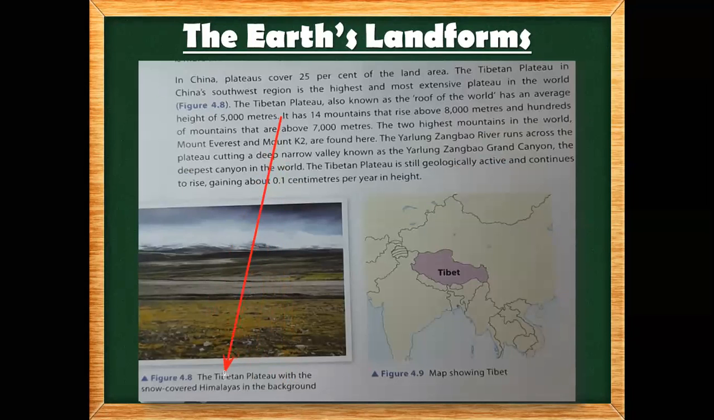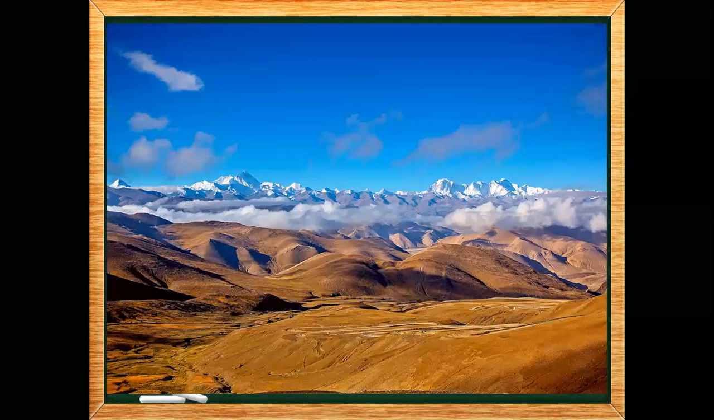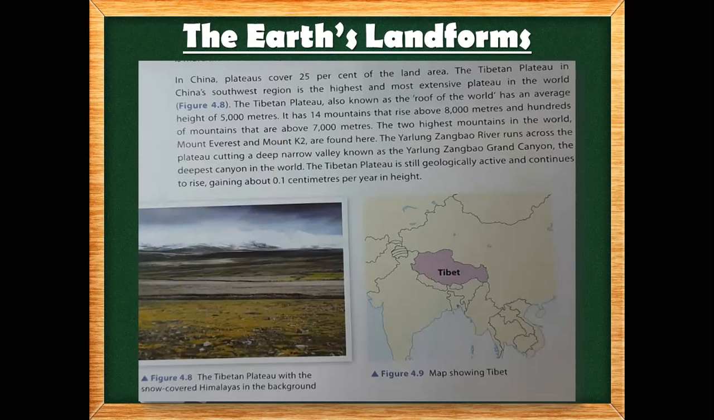with the snow covered Himalayas in the background. So the Tibetan plateau contains the big mountains. The Himalayas in the background are showing in the picture. See, the snow is over them. And figure 4.9 just shows the map of Tibet. So, how much area of China do plateaus cover? About 25%. Which plateau is known as the roof of the world? The Tibetan plateau.